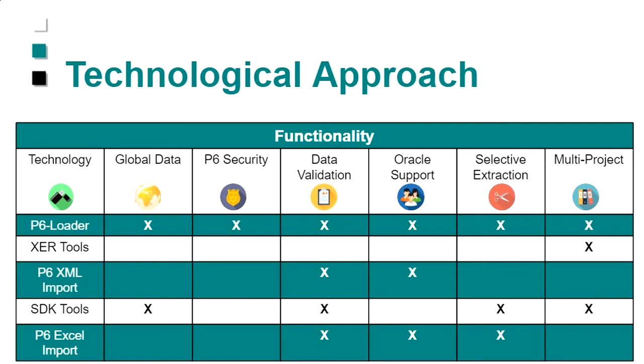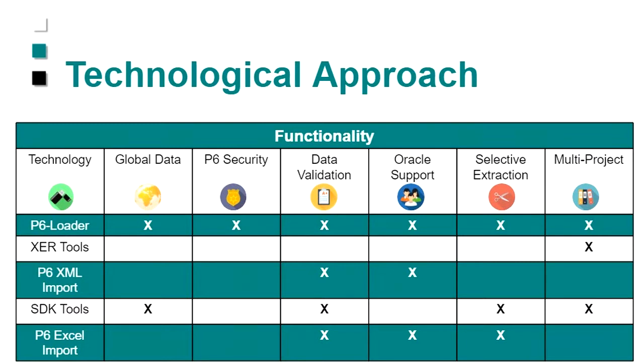So the next step that people do is they use the XML import. Now there is data validation on the XML import, but XML files are not that easy for the average person to work with. And they only do one project at a time. So you can pull a project out, you can make some changes, but you can only do one project at a time. You can't do anything with global data as well. And the XML import export, again, does not have any security around it.